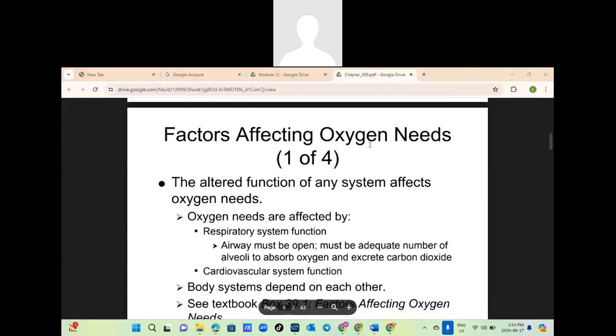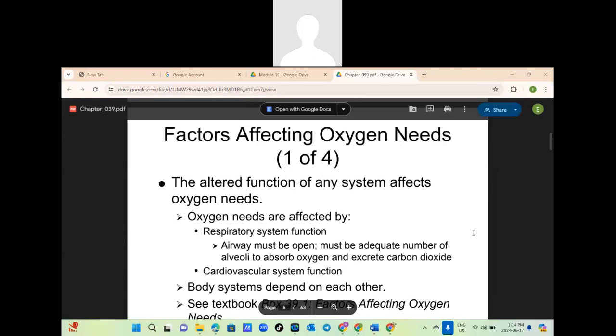So, factors affecting oxygen needs. The altered function of any system affects oxygen needs. So anything that affects the respiratory system function. Any diseases that can alter the function of the heart or respiratory system affect the oxygen need of the person.